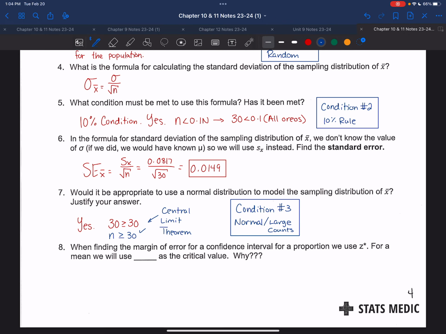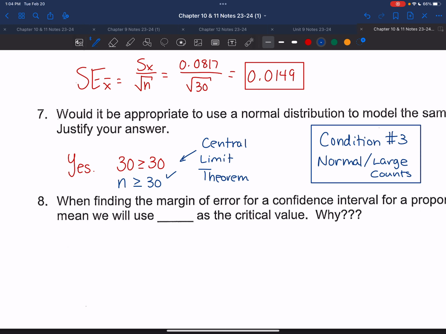Number 8 says, when finding the margin of error for a confidence interval for a proportion, we use Z star. Now, for a mean, we're going to use T star as a critical value. And you might be wondering why. So first I want to tell you about T. Instead of looking at Z, we're going to look at T.